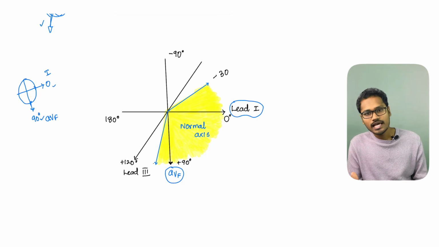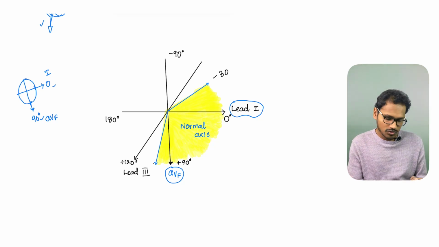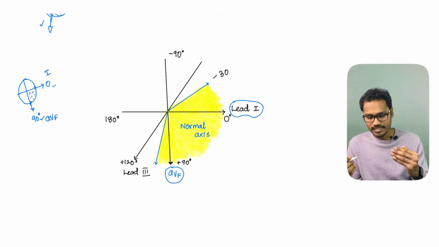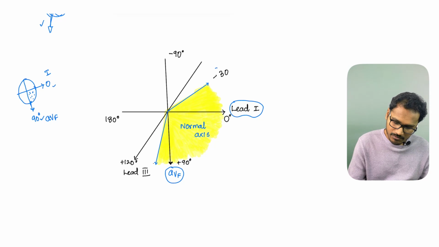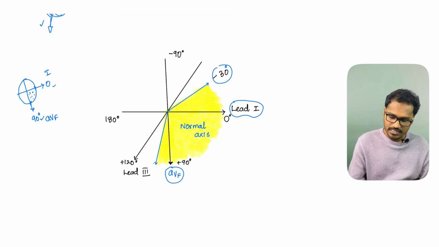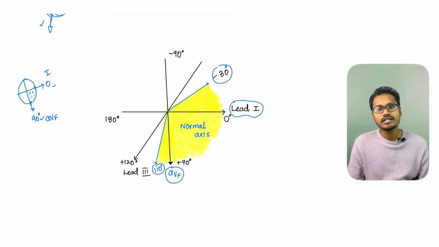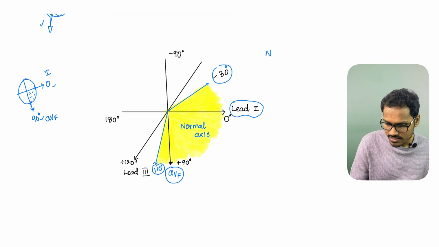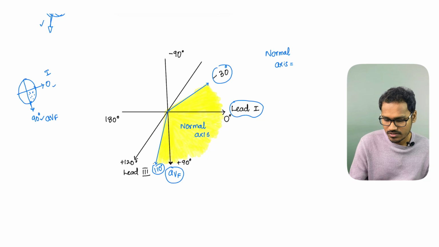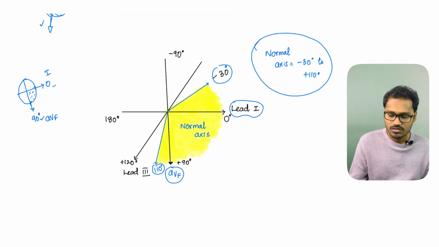Then what is the normal axis of an individual? I told you it is mostly lying in this quadrant, but it can extend a little more also. So the normal axis is from minus 30 degrees till 110 degrees or 100 degrees. Some books have given 90, some books have given 100, some books have given 110. So the normal axis, meaning the normal direction of the heart in an individual, is minus 30 degrees to plus 110. We will take the extreme value, plus 110. So this is the normal axis.